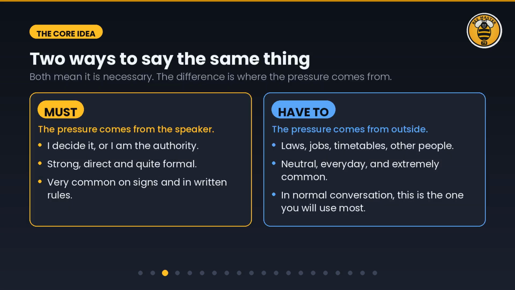Start with the big picture. Both verbs say this is necessary. The difference is where the pressure comes from. With must, the pressure comes from the speaker. I decide it, or I am the person making the rule. It sounds strong and quite formal, which is why you see it on signs and in written instructions. With have to, the pressure comes from outside. A law, a job, a timetable, another person. It sounds neutral and normal, and in everyday speech it is by far the more common of the two.